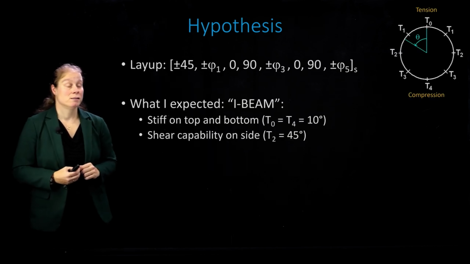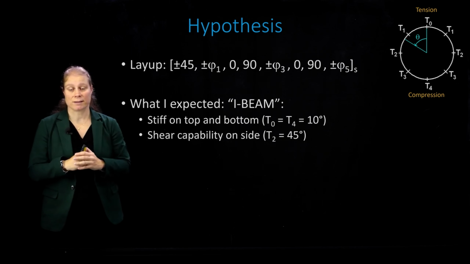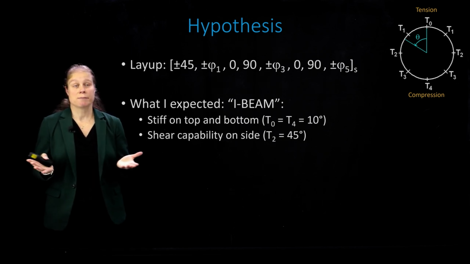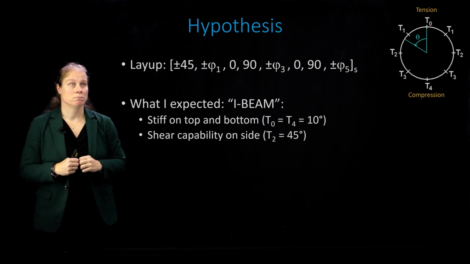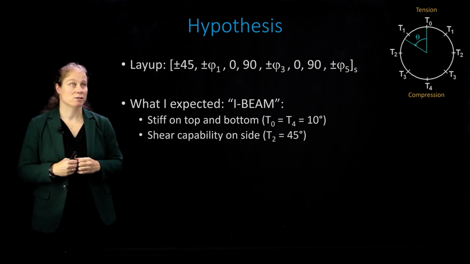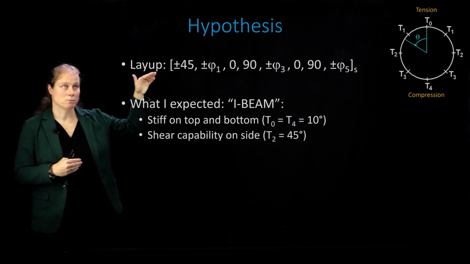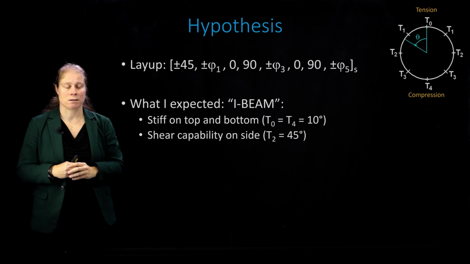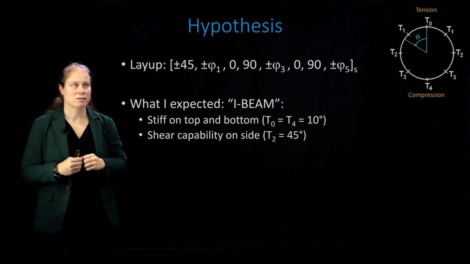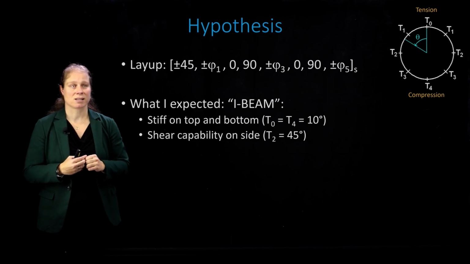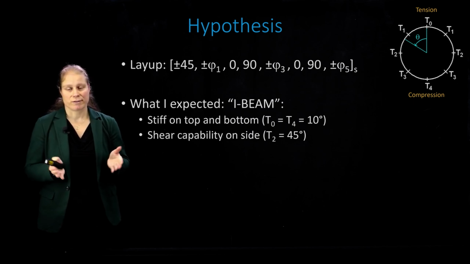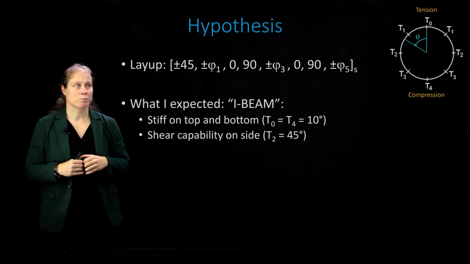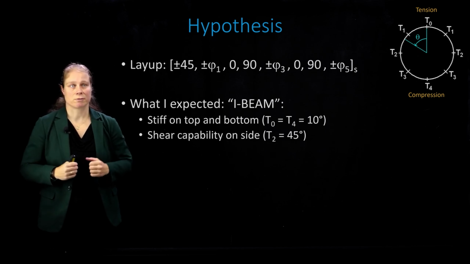So in this case, we have the cylinder in bending. So you might think of it as a beam, right? If you have an I-beam, you might want to say, oh, I think it's going to be stiff on the top. So T0 is going to be stiff. Small angles in this case corresponds to high stiffness. On the bottom, I think it's going to be stiff. And on the side, if you have an I-beam, it's going to be shear. So we're going to put 45 degrees or plus or minus 45 degrees.